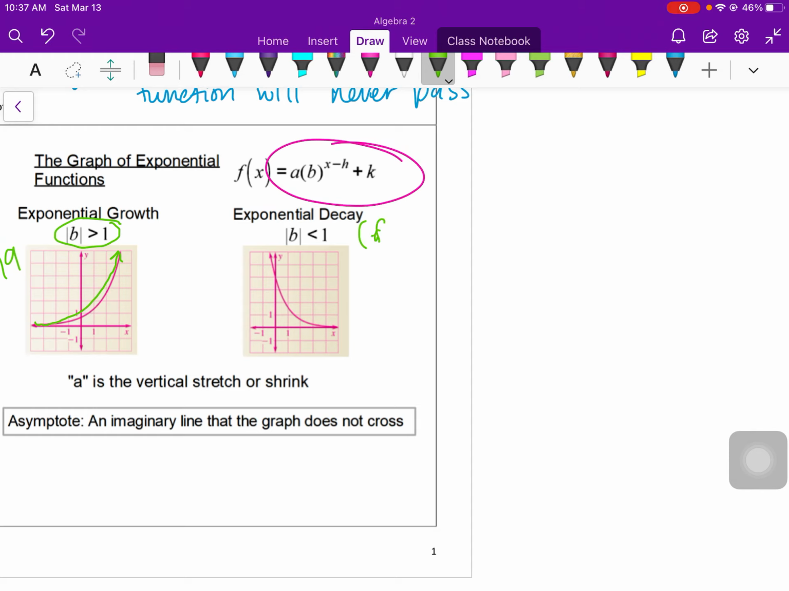Exponential decay is absolute value of b is less than 1. So this is actually going to be a fraction. So if you have a fraction, it's going to be decay. It's getting smaller and smaller and smaller. A fantastic example of that is car depreciation. So as soon as you drive that brand new car off the lot, you start losing money at an exponential rate, which means a very quick rate.